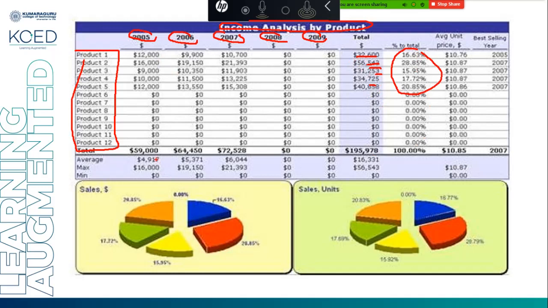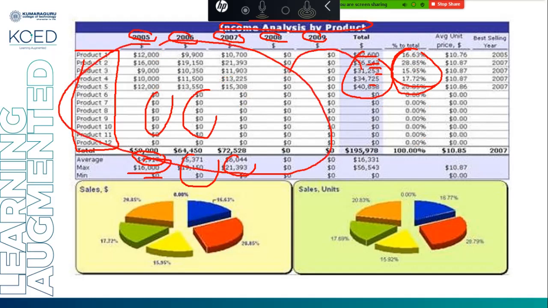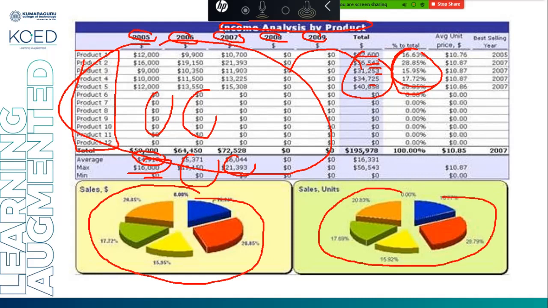Every year we have the average income, the maximum income, as well as the minimum income. So these are all known as aggregate data. From individual data, we sometimes have zeros, since no data are available, and we have aggregate data. From a huge amount of data, we get aggregate, cumulative data. And here we have a graph, a chart. This is known as the data visualization concept.